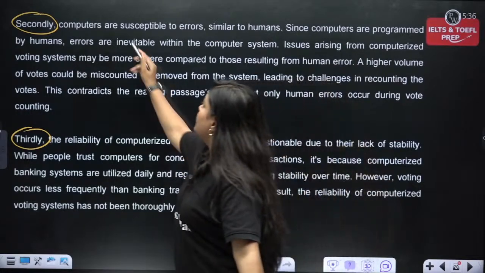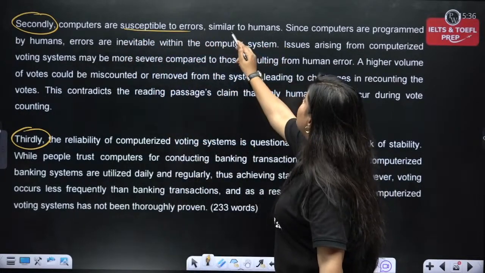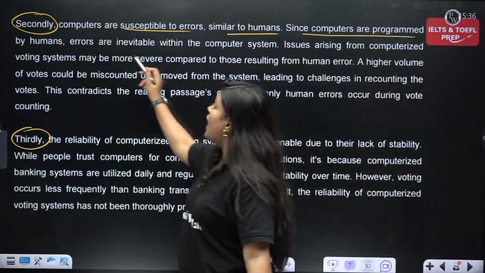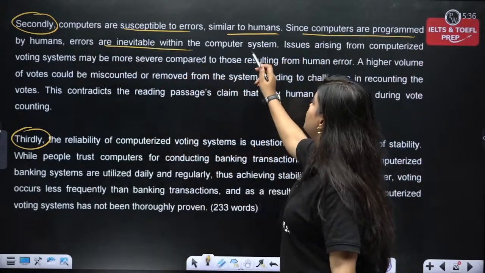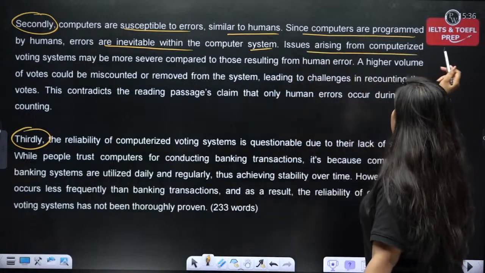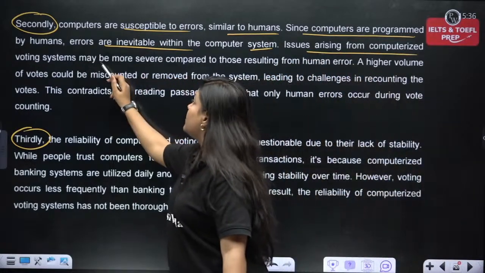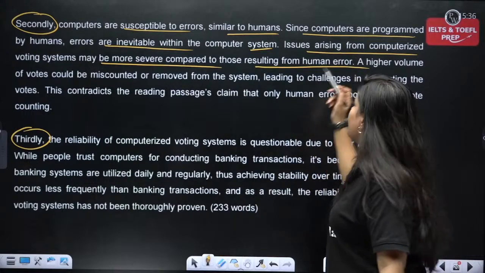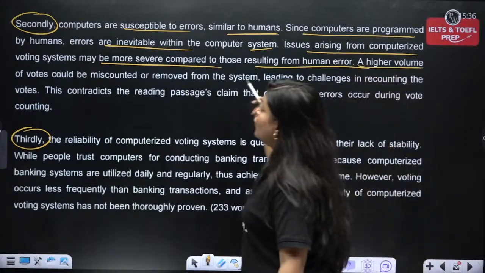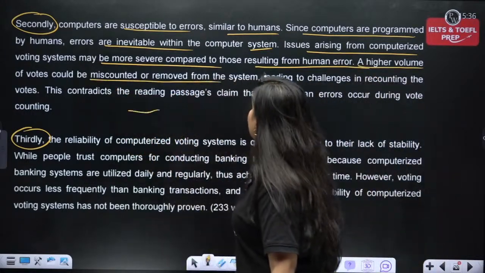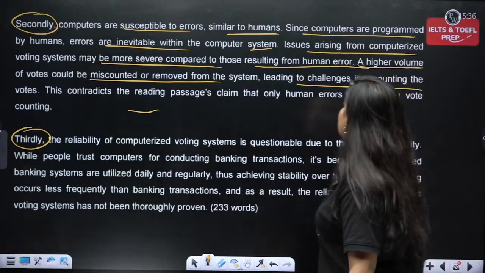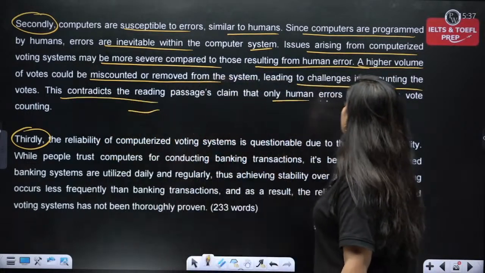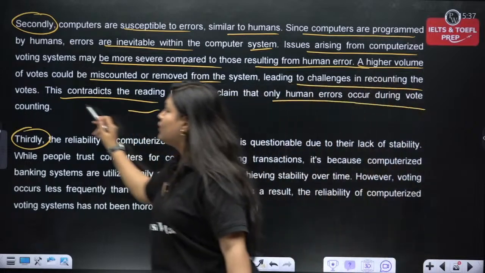Okay, computers are susceptible to errors similar to humans. Since computers are programmed by humans, errors are inevitable within the computer system. Issues arising from computerized voting system may be more severe compared to those resulting from human error. A high volume of votes could be miscounted or removed from the system, leading to challenges in recounting the votes. This contradicts the reading passage claim that only human error occurred during the vote counting.